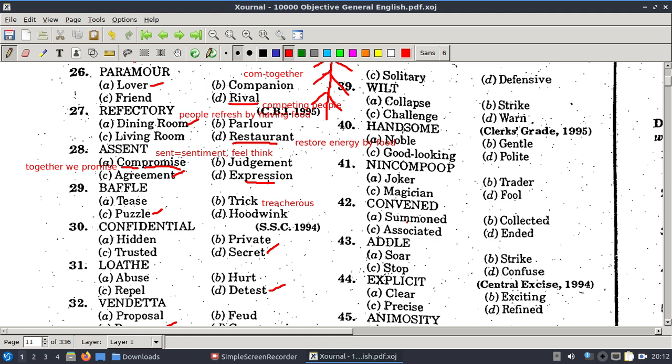Solitary and defensive. Solitary is something which is done alone. She enjoys solitary walks. Here, look at the word closely. It has got a solo. Solitary has got a solo. Solo is single, alone, your own self. Soul is your own thing, right? Solitary animals. Tigers are solitary animals. They don't go in groups.